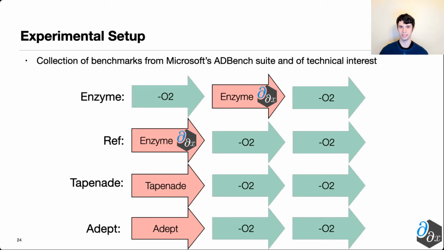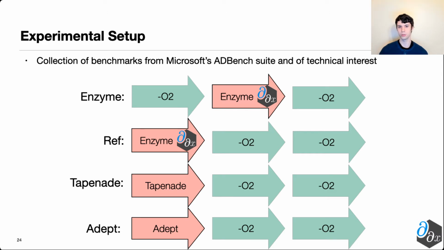From here, we wanted to go and test how well this worked in practice. We took a collection of benchmarks from both Microsoft's machine learning focused AD bench suite and a couple of just generic technical interests. The main experiment we ran was that of Enzyme, in which we first ran the pre-processing optimizations, in this case just O2, followed by differentiation, followed by a post-processing optimization pipeline. To do a proper ablation analysis, we then compared this to first running the same Enzyme differentiation pass and then 2 rounds of optimization. This is meant to be an apples-to-apples comparison to what other tools might have to do while keeping everything else inside of the AD engine the same.